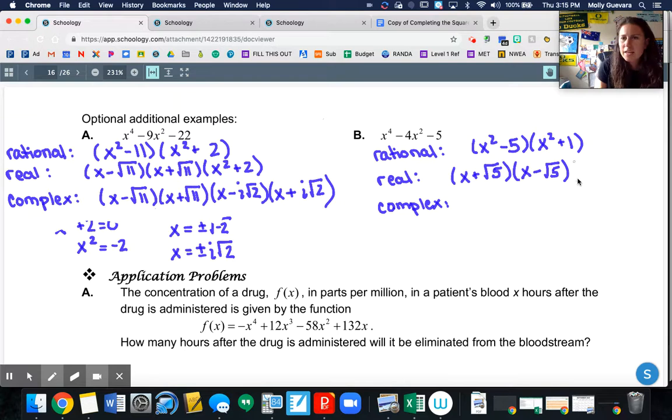And then x squared plus 1 will give me an imaginary number, so I can't have that in my real answer. And then the last one is complex, so I still have x plus root 5, x minus root 5. And then when I set x squared plus 1 equal to 0 and solve, I get x minus positive i and x minus negative i.